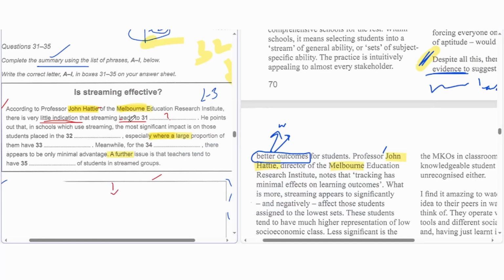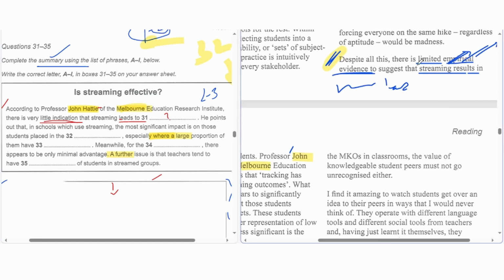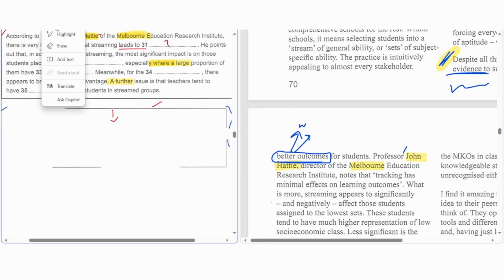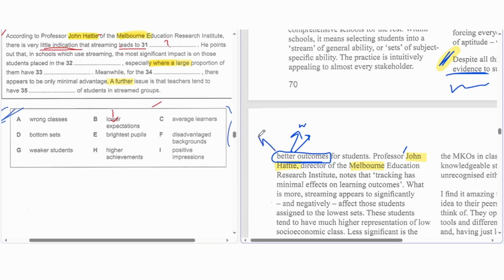If there were no options, no clues, what would you answer here? You would answer streaming leads to better results. There is limited evidence, there is little indication that streaming leads to better results, better outcomes. So the answer will be the better outcomes. Now go and try to find out similar things to better outcomes. What are the words here that indicate the better outcomes?